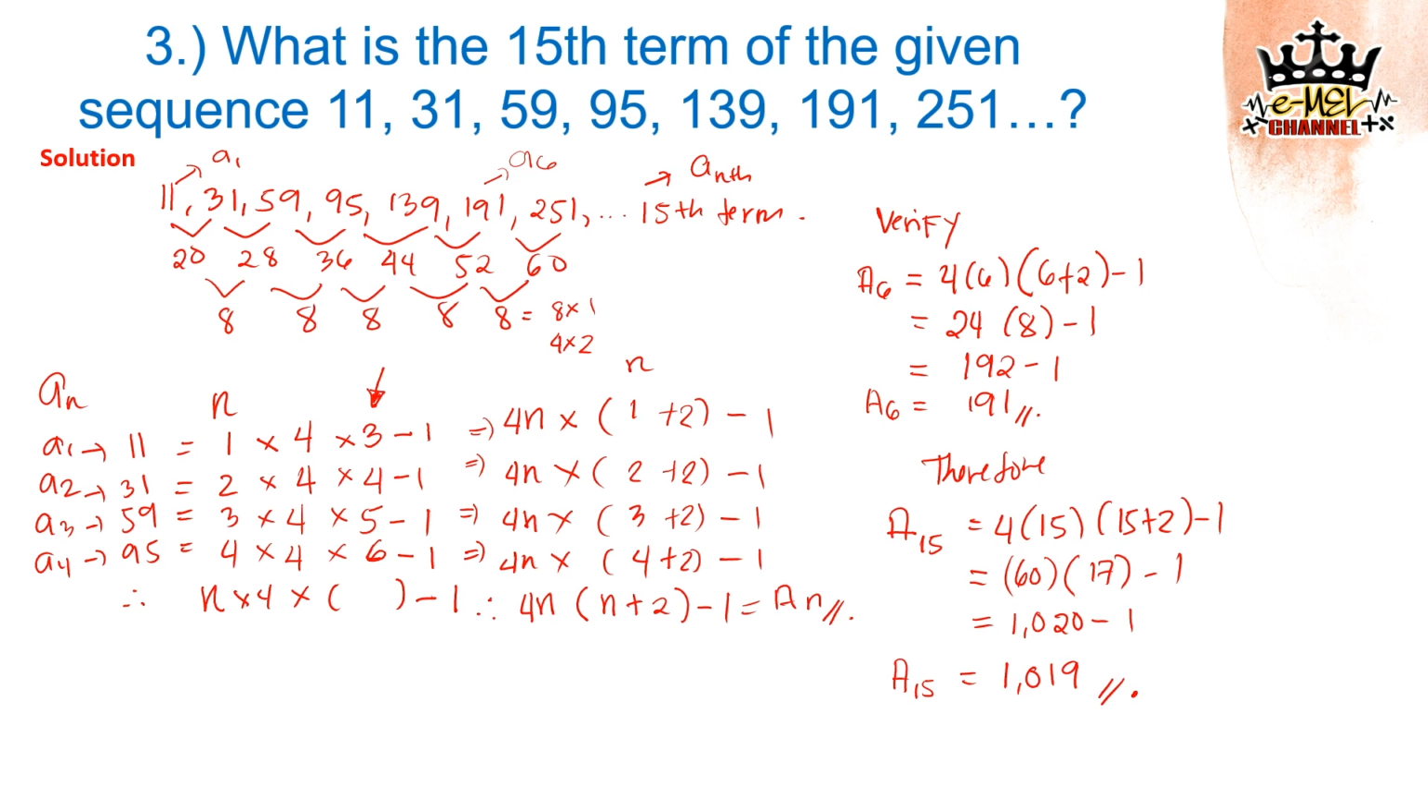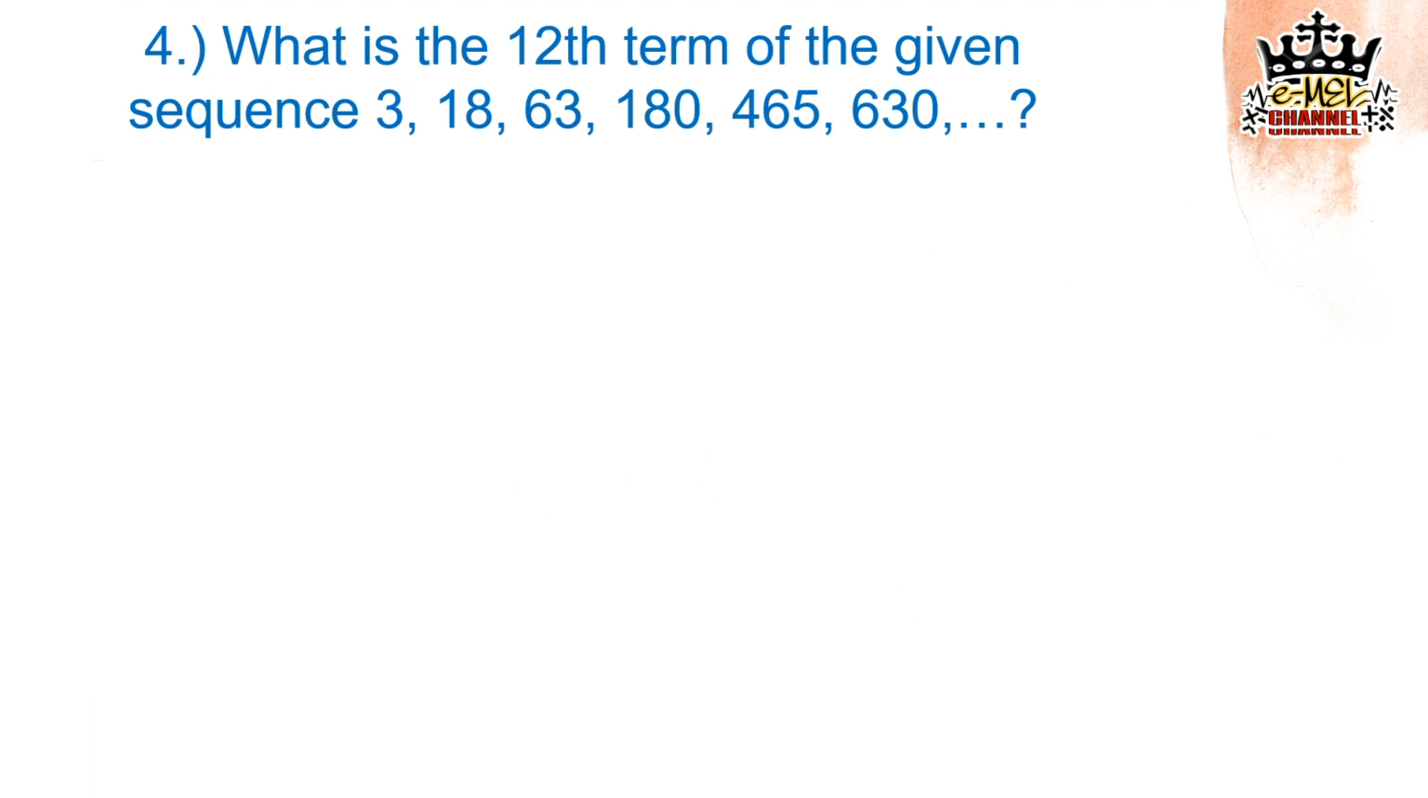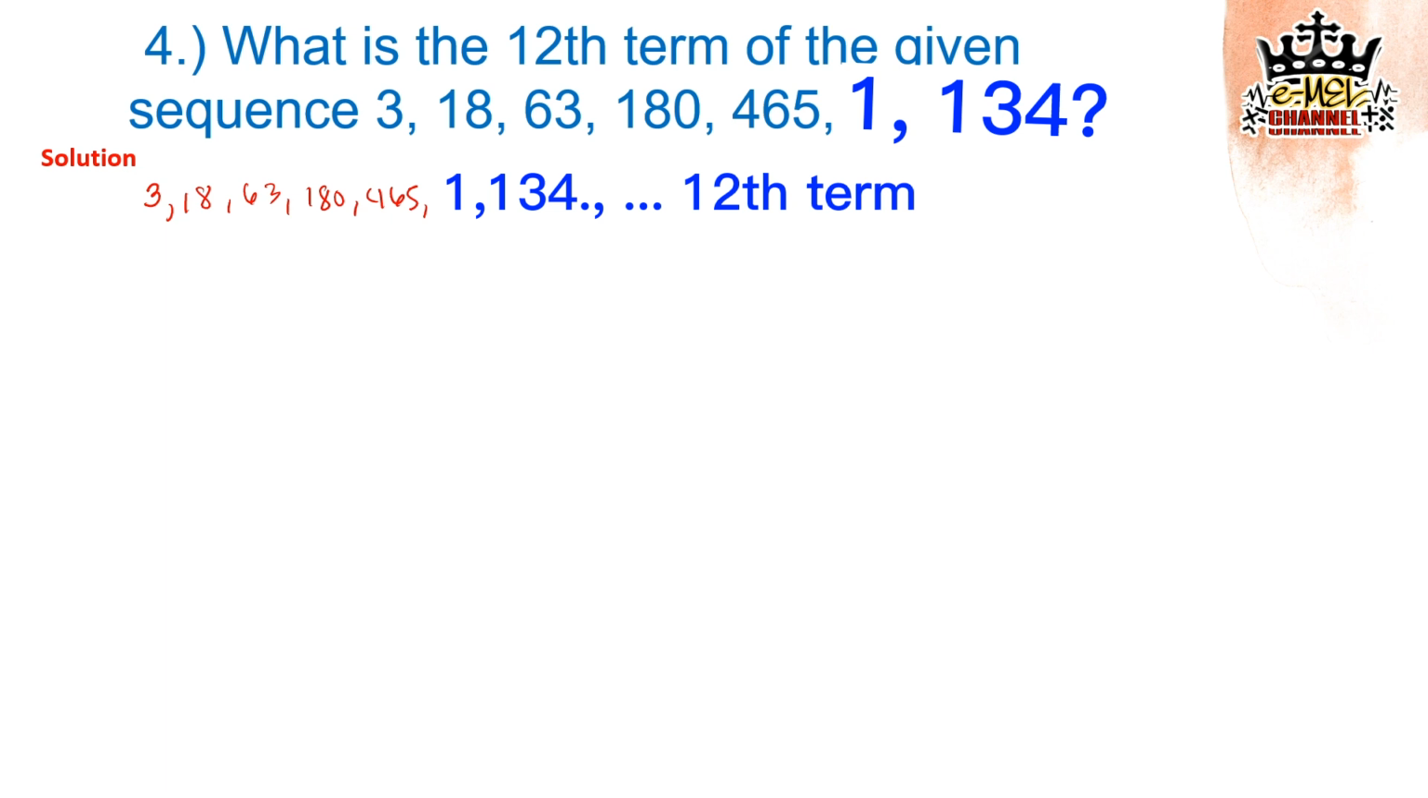Let us have now problem number 4. What is the 12th term of the given sequence 3, 18, 63, 180, 465, and 1134? As our step, we're going to rewrite it in this way: 3, 18, 63, 180, 465. And we are concerned with the 12th term.